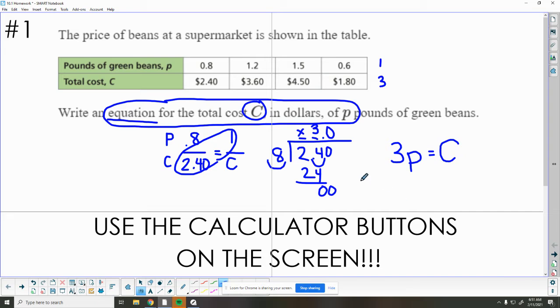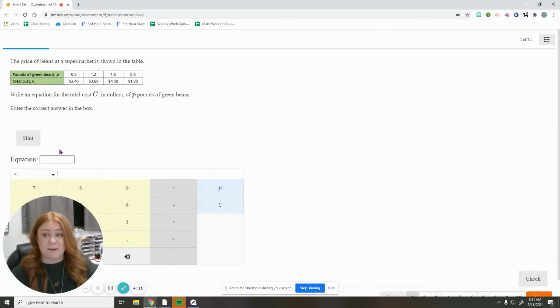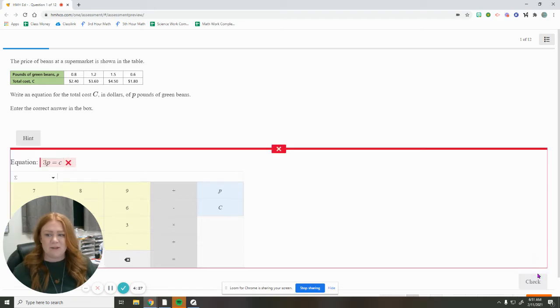One thing I noticed in Ed is that when I just use my keyboard and type in that 3 pounds, $3 per pound, so 3 P's, and then say equals C, typing with my fingers using my keyboard, when I go to check that, it tells me that it's wrong. And I was like, what? I know that's right. I have $3 per pound equals my cost. That's not making sense here.